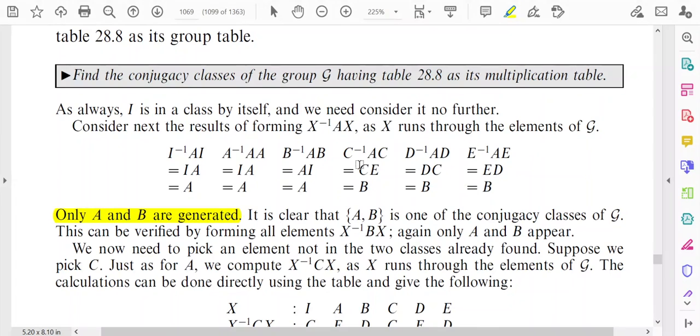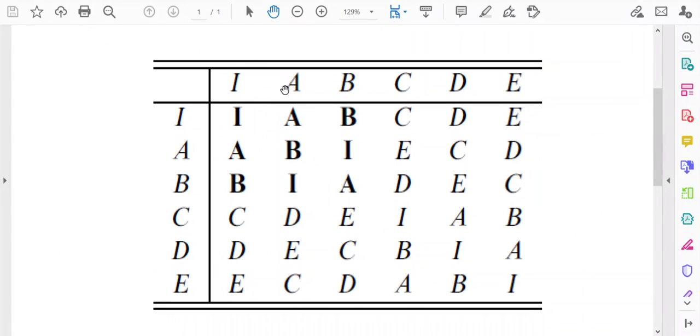Suppose we are considering the product x inverse A into x, because we have already defined what we mean by classes, and in the classes the conjugacy relation holds, and from the conjugacy relation we will show what the elements of the classes are. So at first we are considering this conjugacy relation x inverse A into x, and we will find the result for x inverse A into x, where x is any particular element of the group G. There are 6 elements in the group G: I, A, B, C, D, E, but we have already considered I. Next we will consider the other elements of the group G.